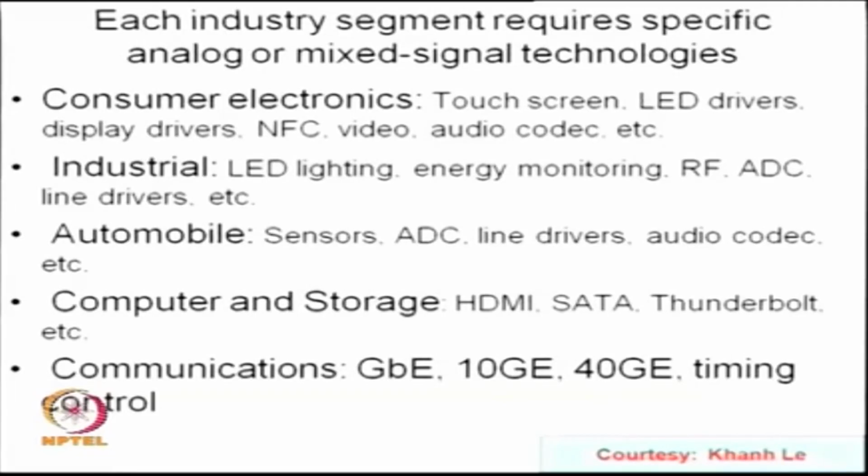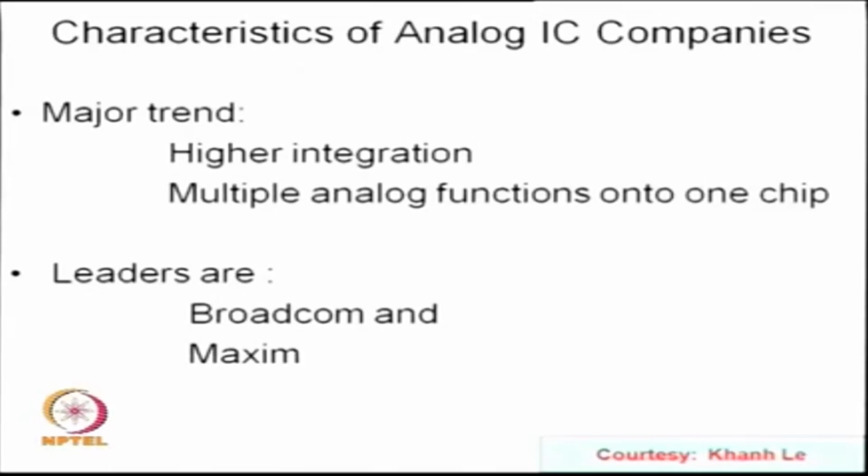Industrial, LED lighting, energy monitoring, these are the same things in different format I am showing you. Automobiles, you need sensors, ADCs, line drivers, audio codecs. For computer and storage, you need HDMI, SATA, Thunderbolt, etc., some hardware and software methods. And communication, gigabits, Gb as it is called. So 10G, 40G is what people are now working at on Ethernets. Larger the bandwidth you provide, longer the distance your net can actually get connected without fading. Okay.